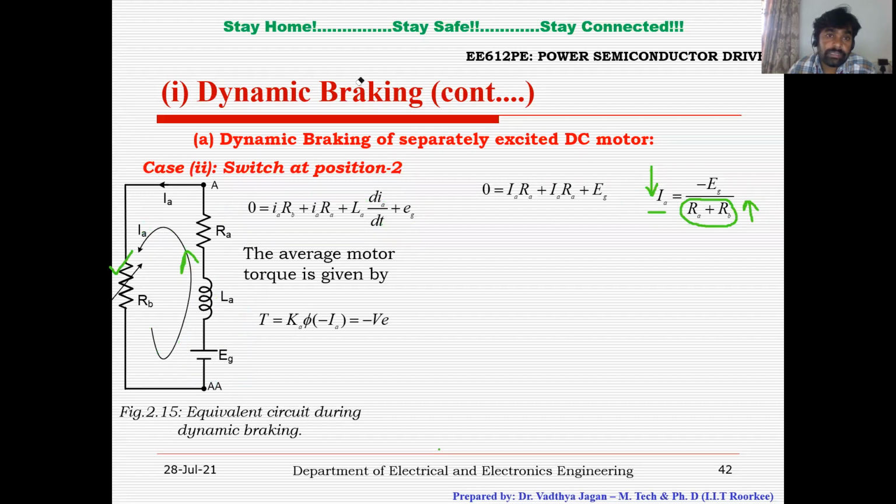Because torque is the product of K into I, where IA becomes minus IA, the torque is getting reversed. So at the moment you shift the DPST switch from position number one to position number two, the current is getting reversed, which will reverse the torque and which will reverse its motion also.